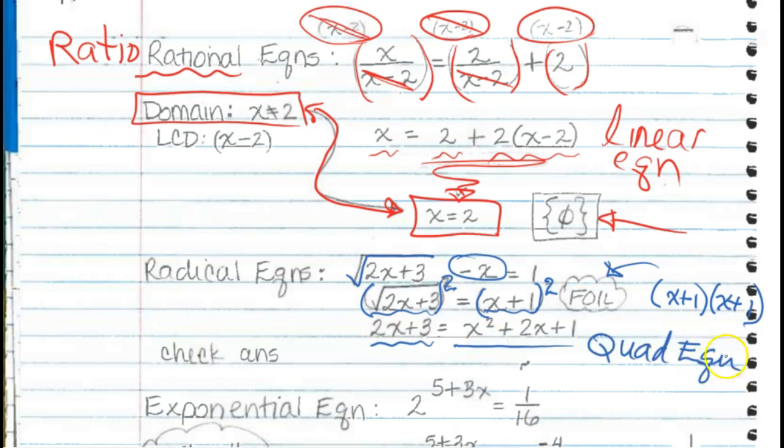Remember, what we're going to do here is we're going to set it equal to 0 and see if we can factor or use the quadratic formula. Again, we need to check our answers, because we need to make sure that when we're trying to take the square root of something, that this 2x plus 3 is a positive value. Otherwise, we get into imaginary numbers.